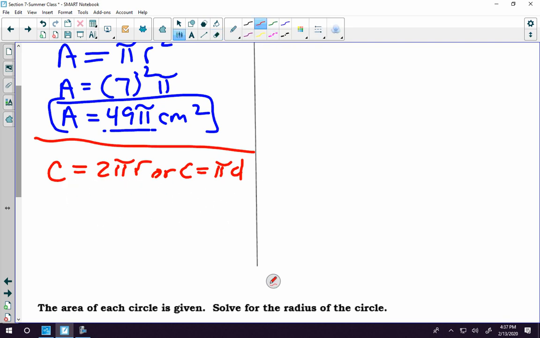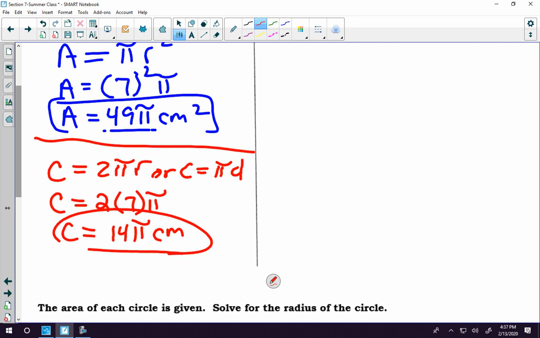So number one, the length around this circle, using 2 pi r or pi times d. 2 times the radius is 7 times pi. So the circumference is 14 pi centimeters. So the length around this circle is 14 pi centimeters.